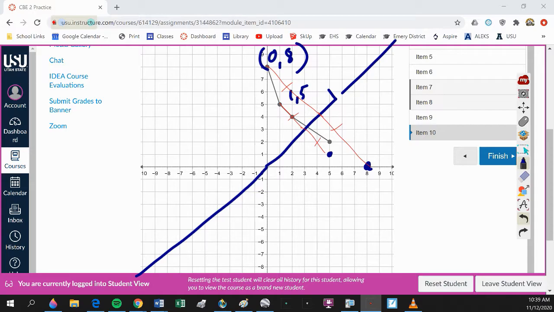So number 10 will be a piece of cake. All right, get started today. I think there are only a couple that you're going to have questions on. Most of them are pretty easy. And when we are ready, we'll take the test.